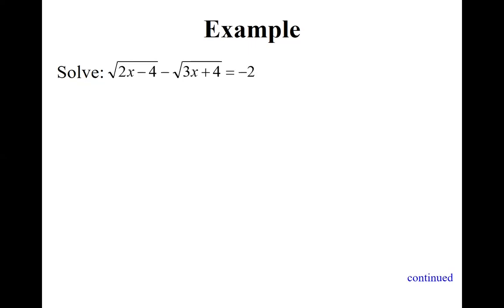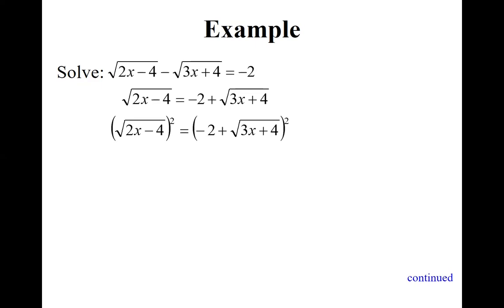This time we have two radicals and they're both on the same side. We can't square both sides until we have one of the radicals by itself. So I'm going to add the square root of 3x plus 4 to both sides. That gives me radical 2x minus 4 by itself on the left. On the right, negative 2 plus radical 3x plus 4.